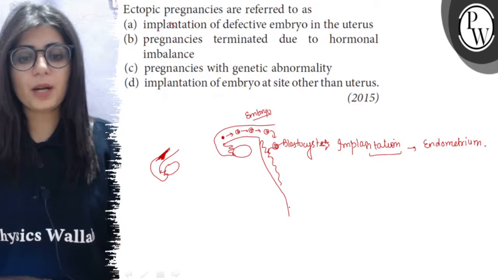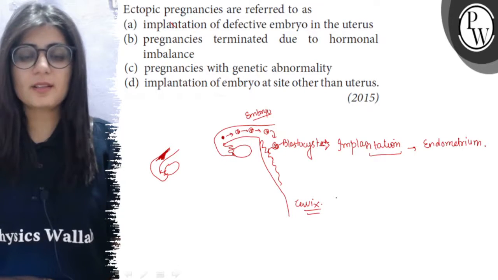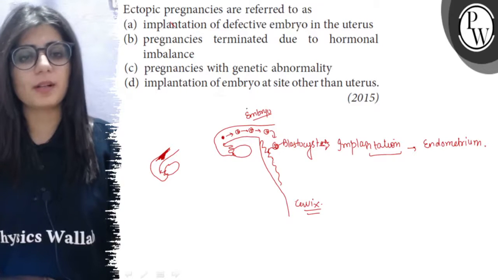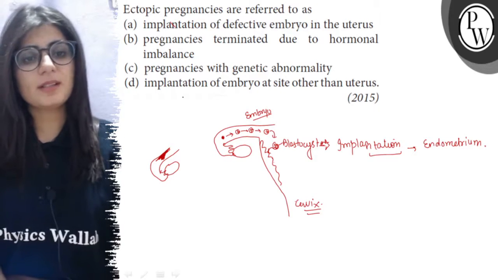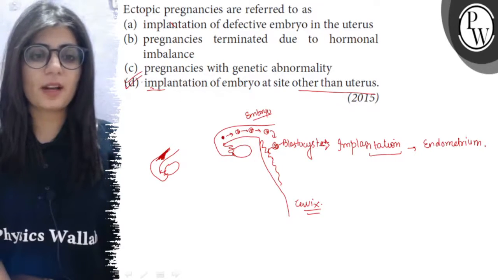It can also be implanted at the wrong site. Suppose it is implanted in the cervical region or the cervix region of female. So that is also a wrong implantation, and that is also said to be the ectopic pregnancy. So ectopic pregnancy means the attachment of embryo or the implantation of embryo at site other than uterus. So option D is our right answer.